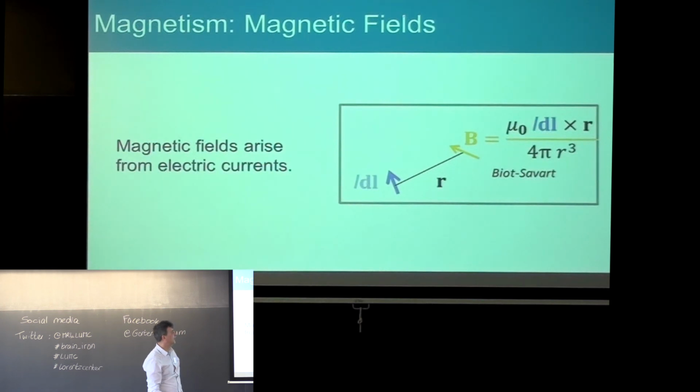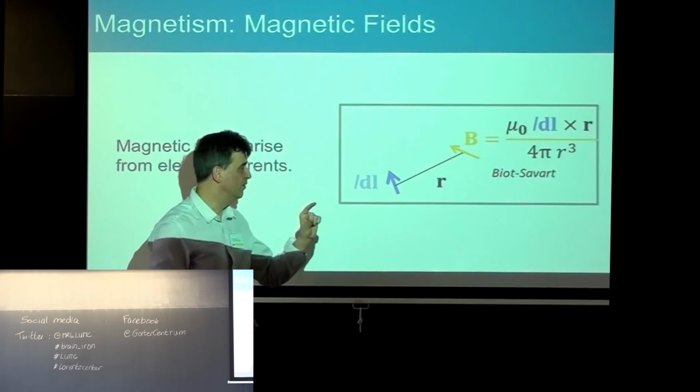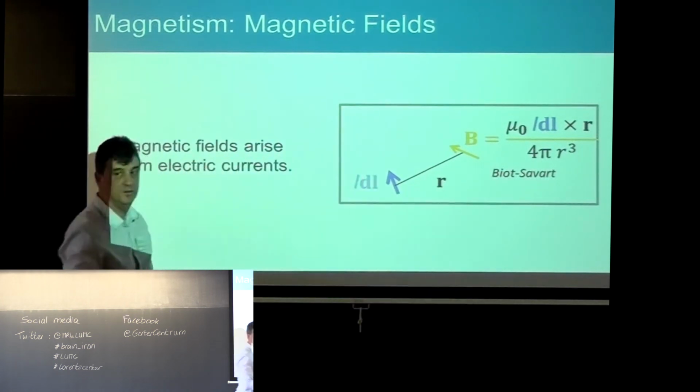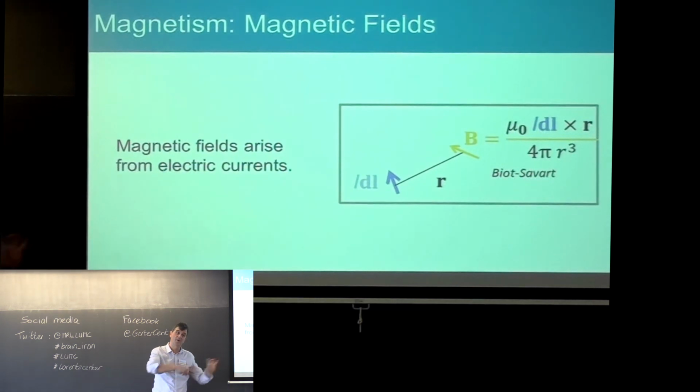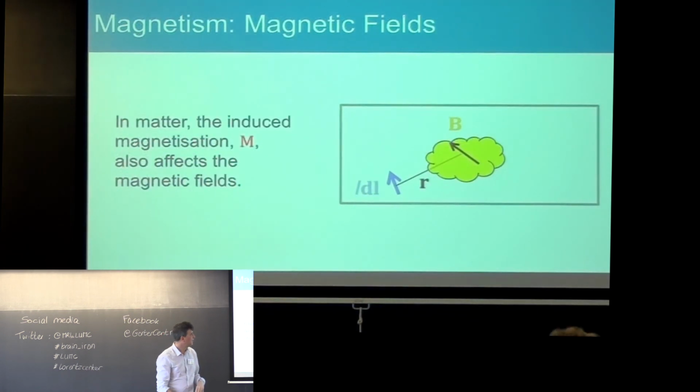So, magnetic fields arise from electric currents, essentially. So we can work out the magnetic field that a little element of current makes with a nice equation, the Biot-Savart law. And if we know where the current is flowing in our magnet, we can make a very accurate assessment of all the magnetic fields that are being produced.